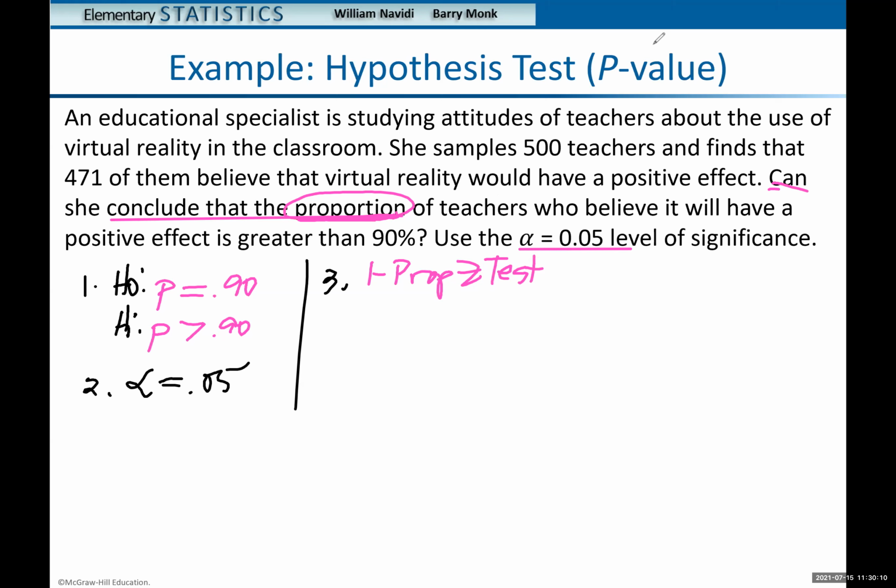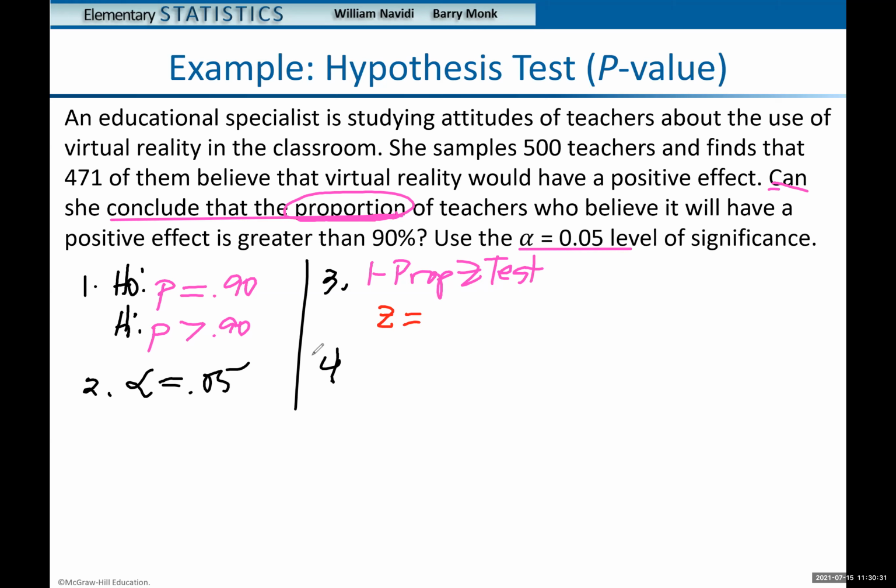It's z, so that's why we expect a z answer here. Okay, so please do that. Stat, test, 1-PropZTest, and I'll do the same thing here. Where is 1-PropZTest? It's number 5.